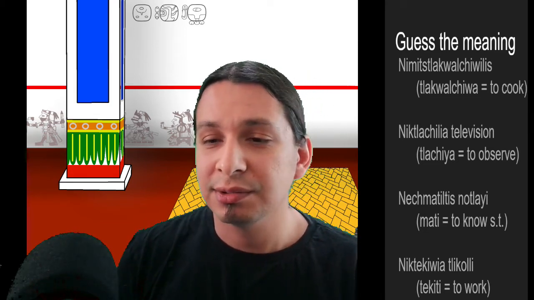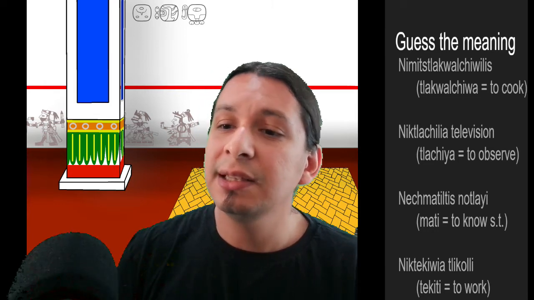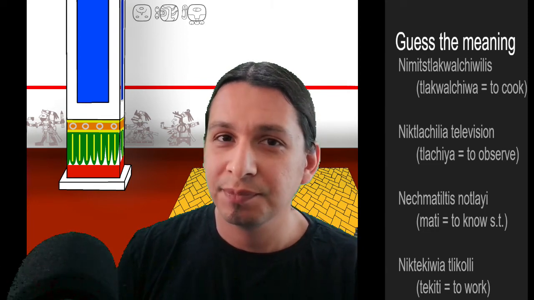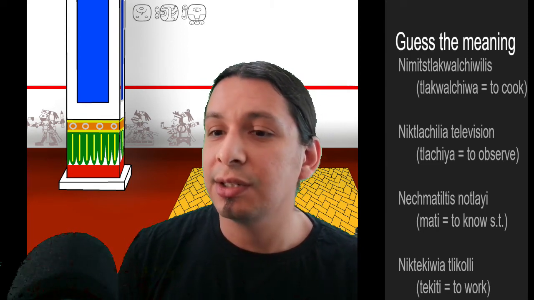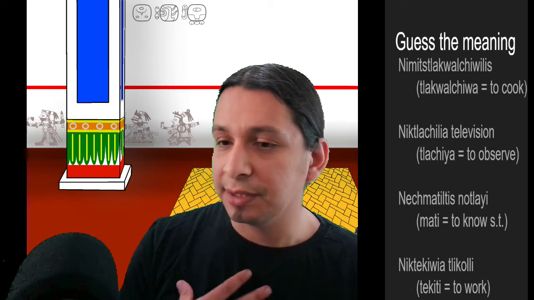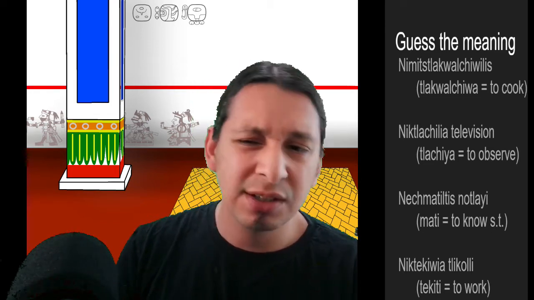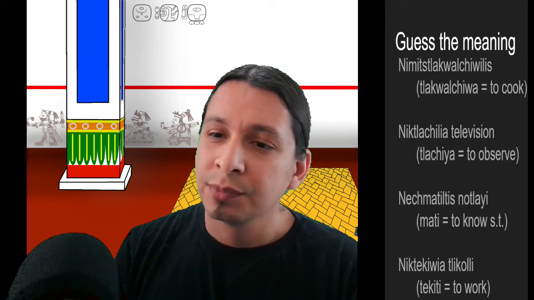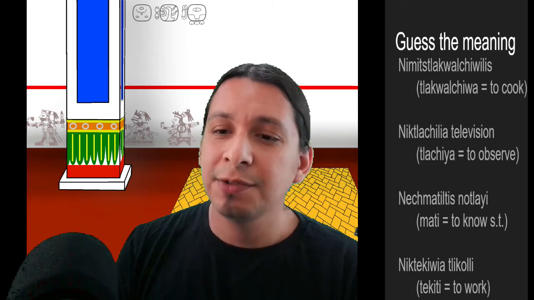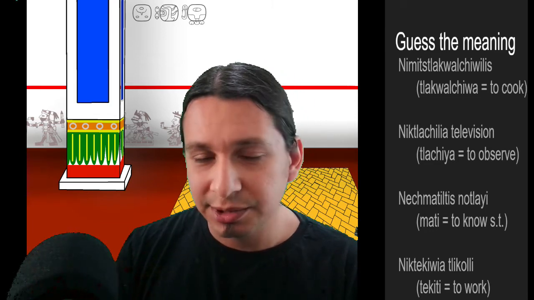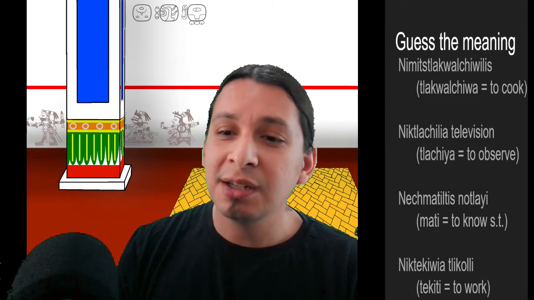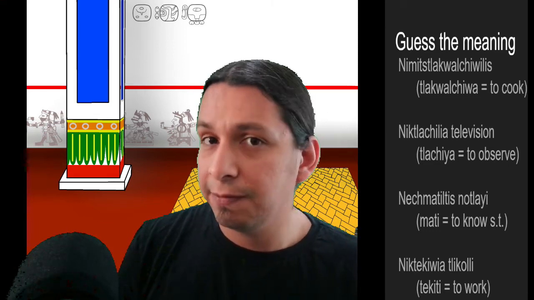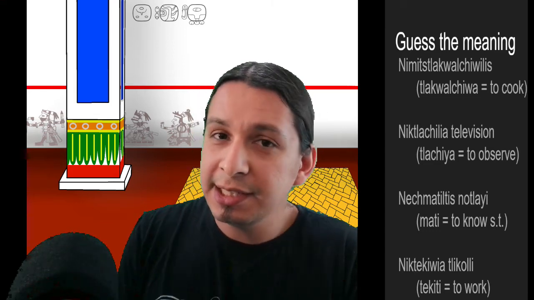Mati, I know. Nechmatiltis notlayi. Last episode we learned tlayi means your uncle. Nech means towards me. So is this going to mean my uncle's going to know me? So you might see the iltia form here. Matiltia, to cause someone to know. So my uncle's going to make me know. Basically it means he's going to teach me. He's going to let me know. He's going to inform me. He's going to teach me.